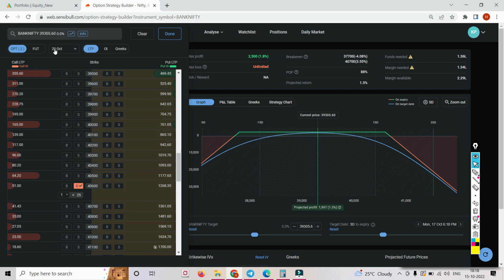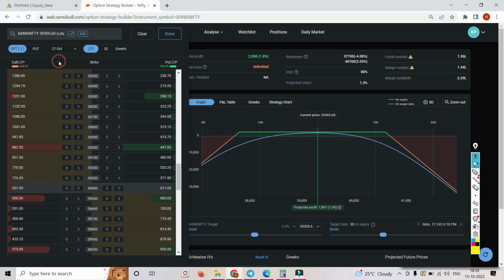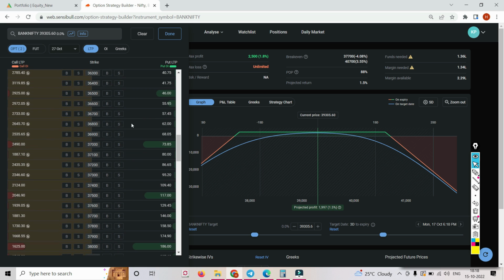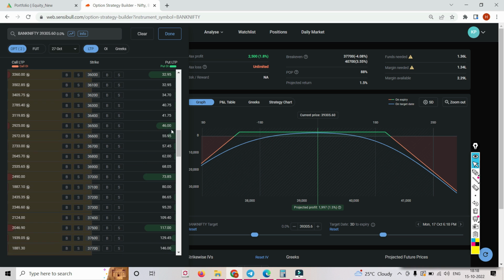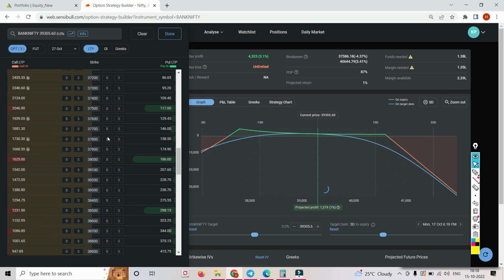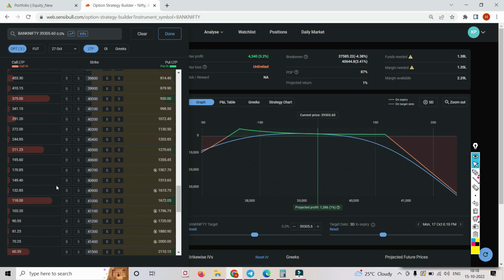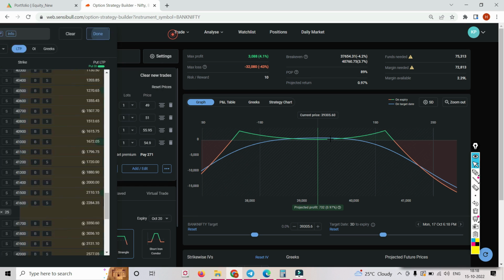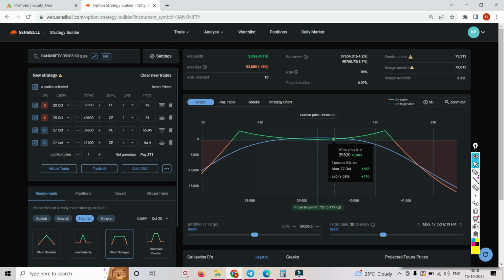I'll go to next week, 27th October. Let me try to collect the same 50 rupees so that you guys will understand. We do not have 50, so let me buy this 55. Let me buy one more which is close to 55. That's it. This is your calendar, not rocket science.